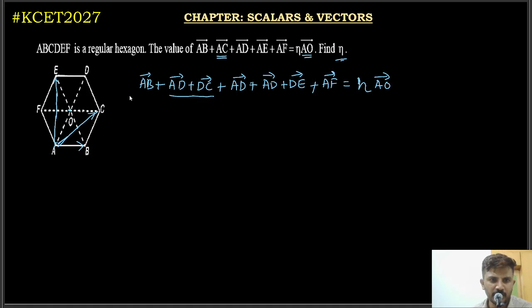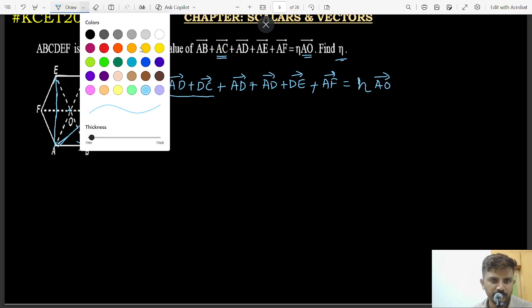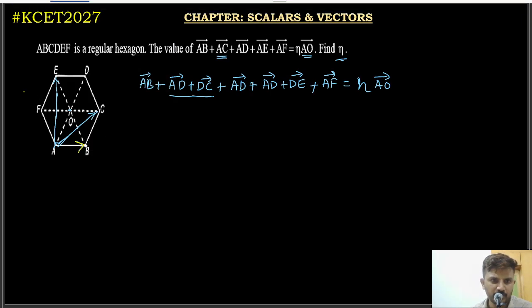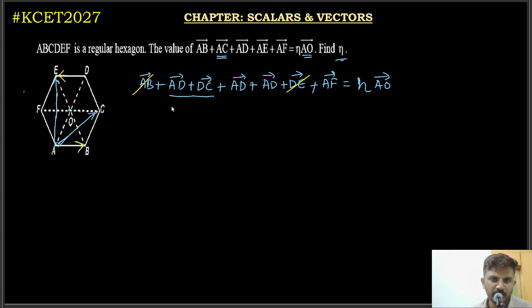Now here AB and DE are in opposite direction, they get cancelled, right? And DC and AF are in opposite direction, having the same magnitude, get cancelled. We have AD plus AD plus AD. How many times? 3 times. That is equal to eta times AO. So 3 times AD can be written as 2 times AO.